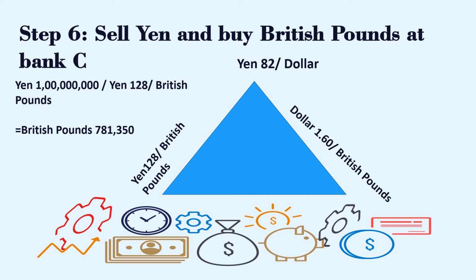In step 6, we have to sell yen and buy British pounds at Bank C. We already have yen 1 billion with us. We sell those to buy British pounds. We divide yen 1 billion by yen 128 per British pound. What do we get? We get 781,350 British pounds after selling yen and buying British pounds.